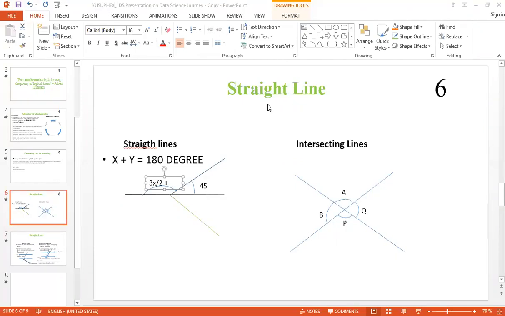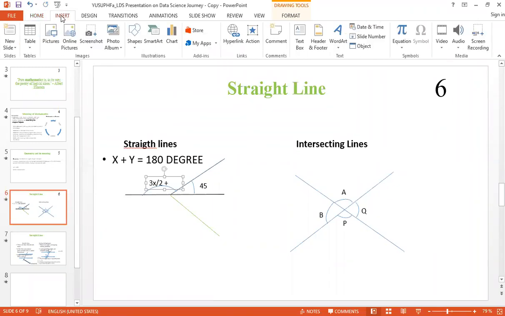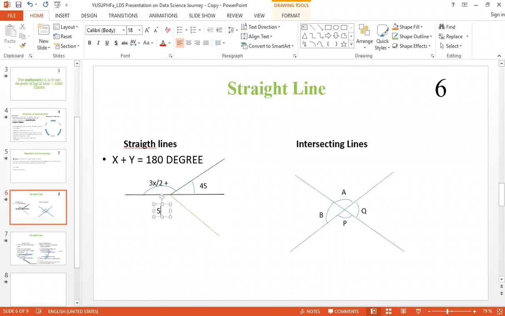Ayobami, have you seen the question? Yes, sir. Okay, let me complete typing the question here. So this angle here is 5x plus y, 5x plus y. And this one here is just y.